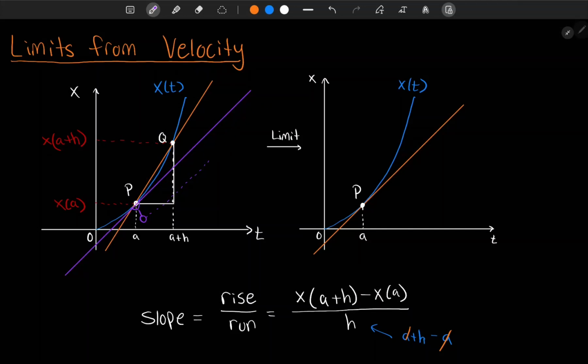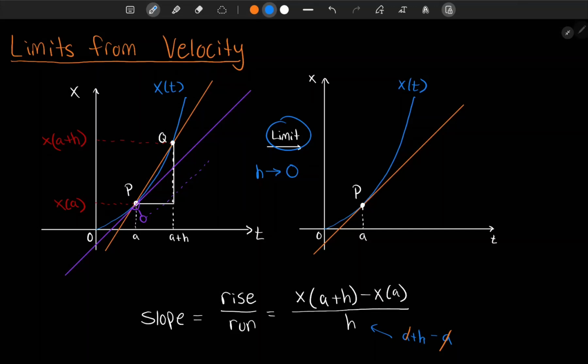And when we take the limit, then we get P is on top of Q, and we get this orange line, which is exactly the purple tangent that we drew over here. So this limit is really, we're taking h going to 0, right? We want the distance between P and Q horizontally to be 0, because when we have that, the orange line coincides with the purple line.